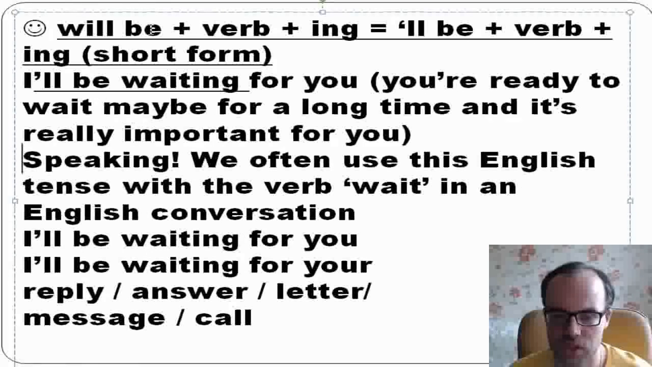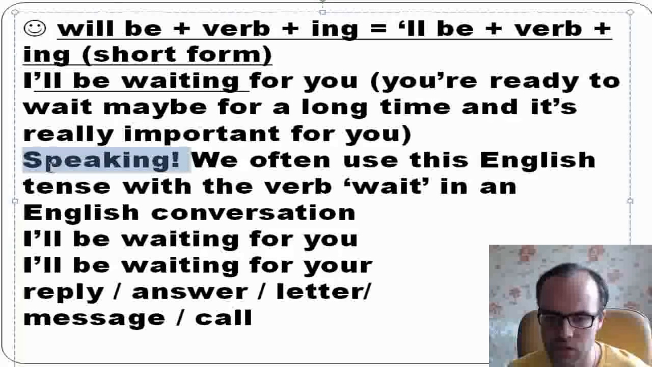So you see that we form it this way: will be plus verb plus ing, or we can use a short form. So I'll be waiting for you. It means that you're ready to wait maybe for a long time, and it's really important for you. What about speaking? We often use this English tense with the verb wait in an English conversation. I'll be waiting for you, or I'll be waiting for your reply, for your answer, letter, message, call.